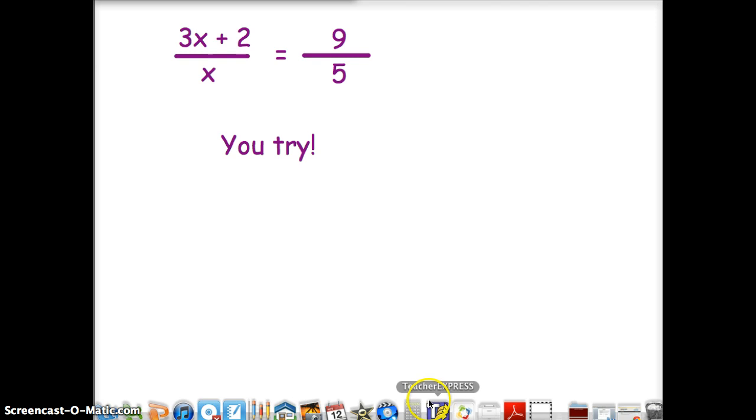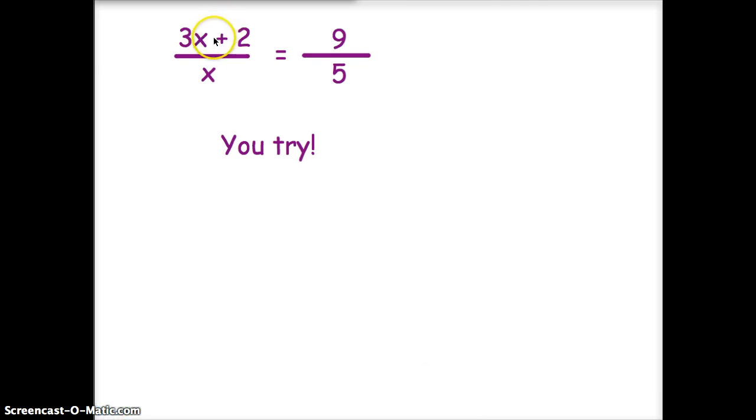Try this one on your own. Even though our 3x plus 2 and our x are both showing up on the same side of the ratio and the fraction, it's not going to make a difference. You're still going to approach it the same way and cross multiply first. Pause your video at this point and try this one. You should have gotten an x value of 1 2/3 or 1.6 repeating.